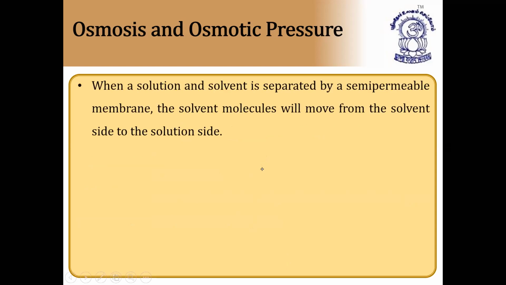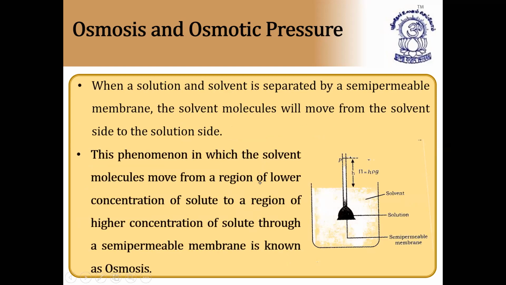When a solution and solvent are separated by a semi-permeable membrane, the solvent molecules will move from the solvent side to the solution side. This phenomenon in which the solvent molecules move from a region of low concentration of solute to a region of high concentration of solute through SPM is known as osmosis. I hope this is clear now. So what is osmosis? A process in which solvent molecules move from a region of lower concentration of solute to a region of higher concentration of solute through SPM is called osmosis.